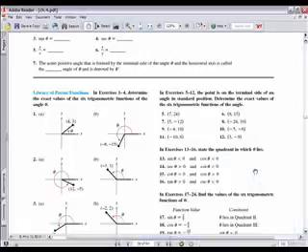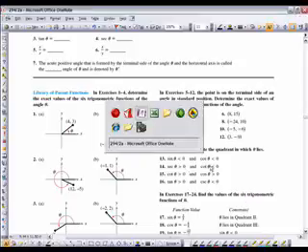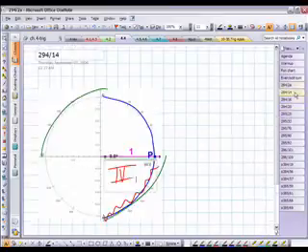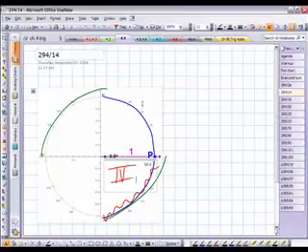Okay, for 14, find the quadrant in which theta lies. So secant's positive and cotangent is negative. For secant to be positive, secant's like cosine. It's 1 over cosine, and 1 divided by a positive is positive. So for secant to be positive, you're in the blue quadrants. And for cotangent to be negative, you're going to be in the green quadrants. And so these overlap here in red in quadrant number 4.